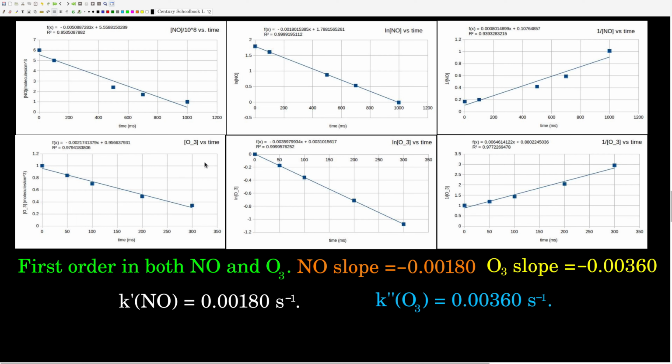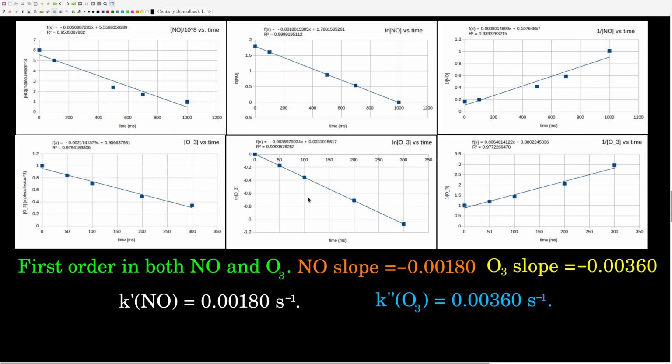And what the second experiment does, see, is we do the same thing, except now we keep the nitrogen monoxide in excess and we plot concentration of ozone versus time, natural log of concentration of ozone versus time, and 1 over the concentration of ozone versus time. Once more, it ends up that the R squared that's closest to 1 is the natural log, 0.979, 0.9999, 0.977. So that tells us, because this is natural log versus time, that this is first order also with respect to ozone. It could have been 0th, first, or second, but it ends up it was first order.